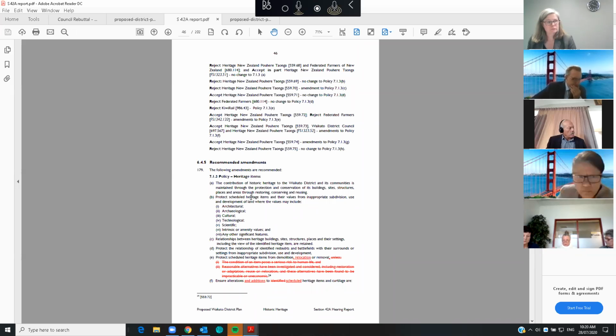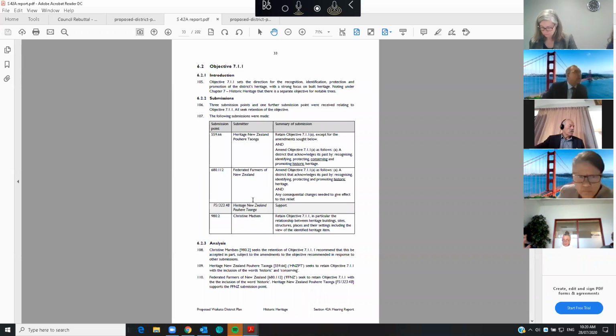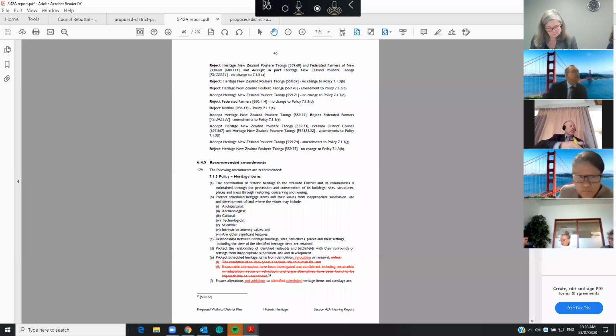Can I take you to, going back to policy 7.1.2 and getting paragraph 179. Sorry if everyone's going dizzy from the screen maneuvering. I just want to ask you a couple of questions about what this means. So if we look at clause C of policy 7.1.3, not 7.1.2, I've written it down wrong.